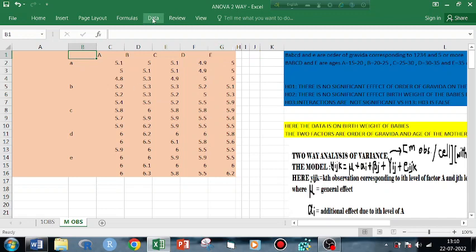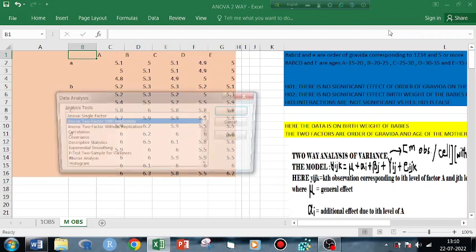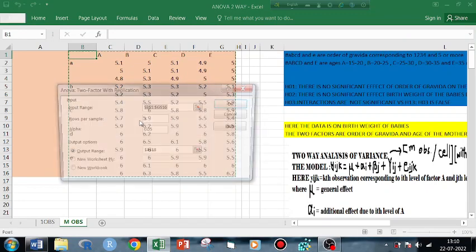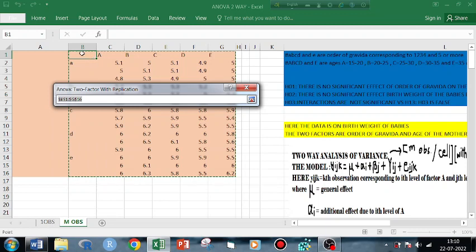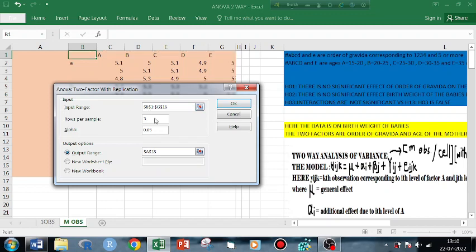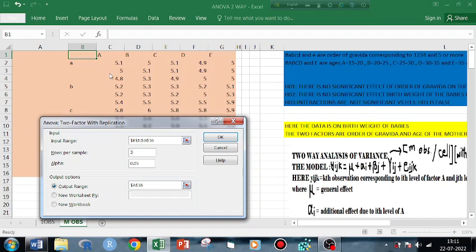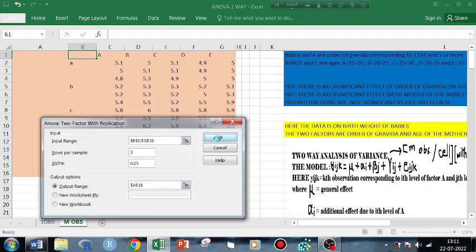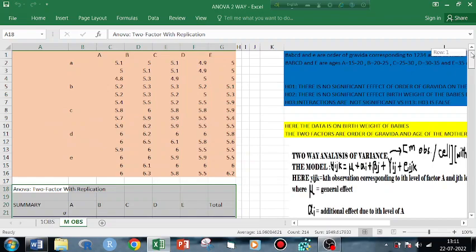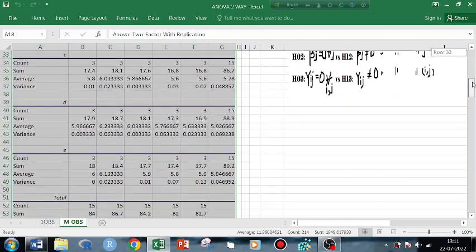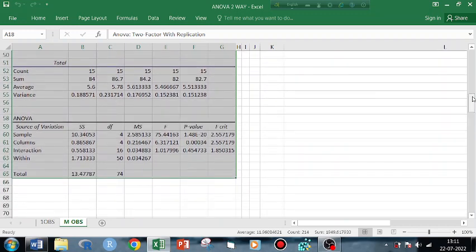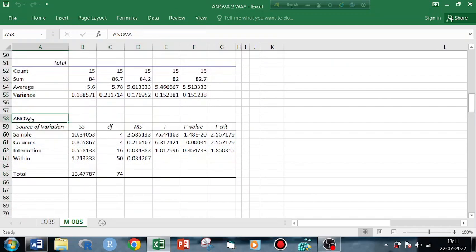So now I will be using the data analysis package. The input range, select. Yes, we have 3 rows per sample. See, these are the rows 1, 2, and 3. The level of significance alpha 0.05. The output range, we select. Yes, we have our calculations, and the most important thing for the interpretation of whether to accept or reject the null is the Anova table.